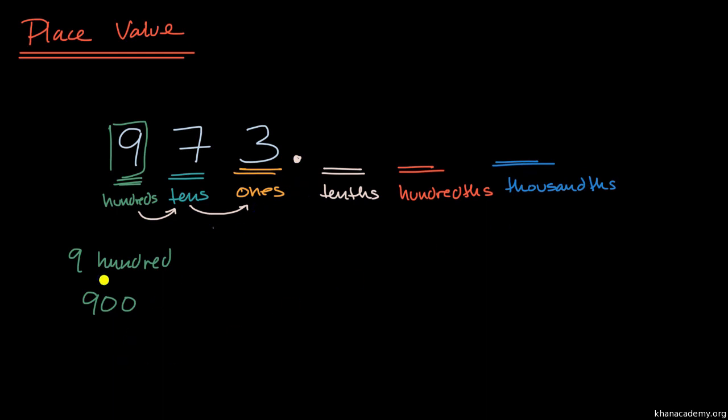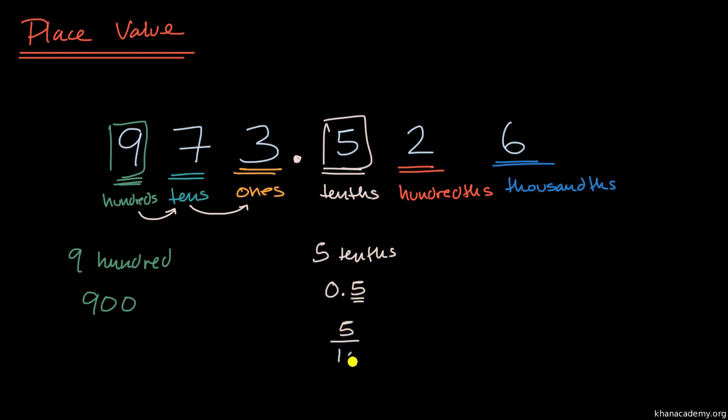And so, for example, if I were to extend this number, instead of it just being 973, if I were to write 973.526, what do these digits represent? This 5 doesn't just represent 5. It represents 5 tenths. Or another way of writing 5 tenths, you could write it like this, 0.5. You just have a 5 in the tenths place. Or you could write it as 5 tenths.